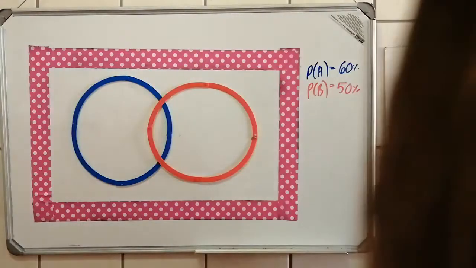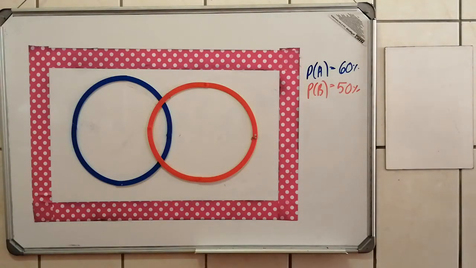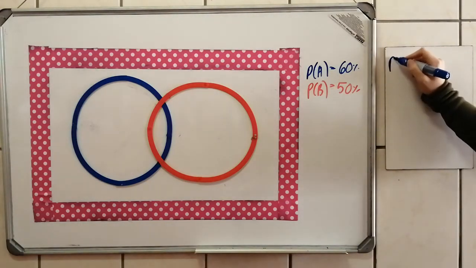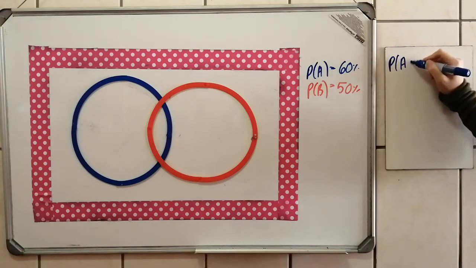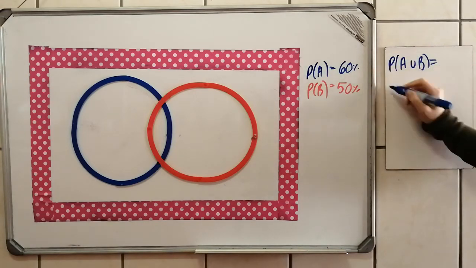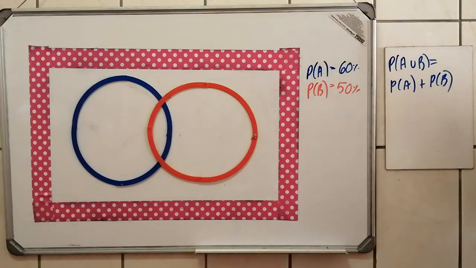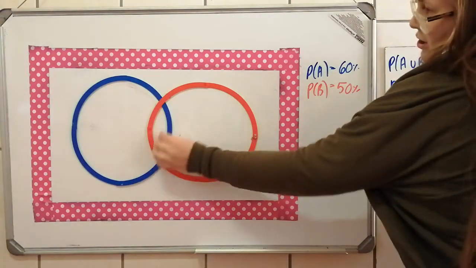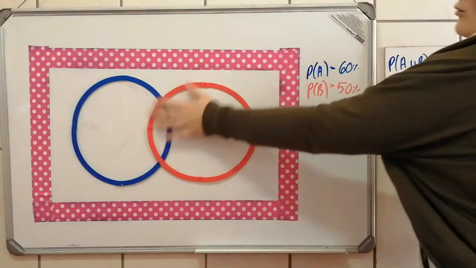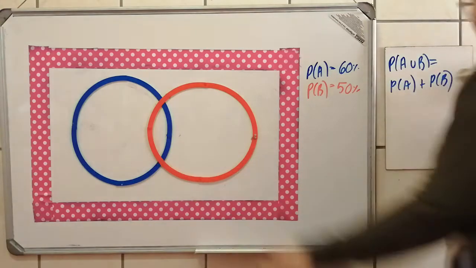Okay. Well, firstly, remember, if they're mutually exclusive, the probability of A or B means I take the probability of A plus the probability of B. Because when they're exclusive, there's no intersection. So it would just be all of A plus all of B. I don't have to subtract an intersection.